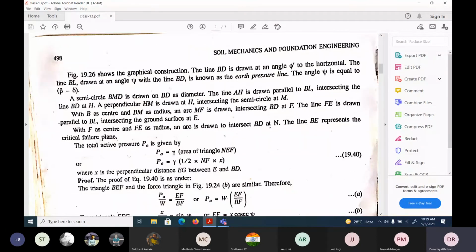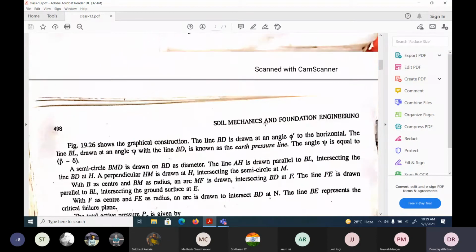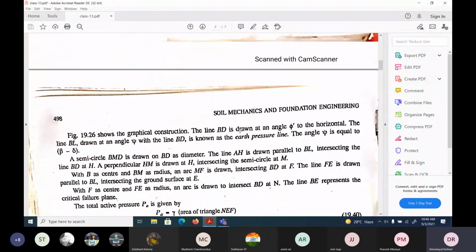A semicircle BMD is drawn on BD as diameter. After drawing the semicircle, the line AH is drawn parallel to BL. This is the A, this is the H, which is parallel to BL.